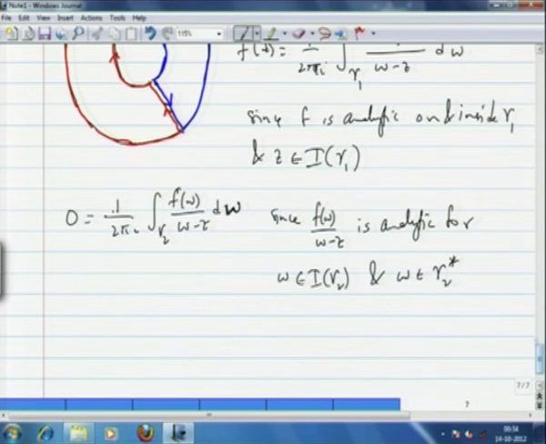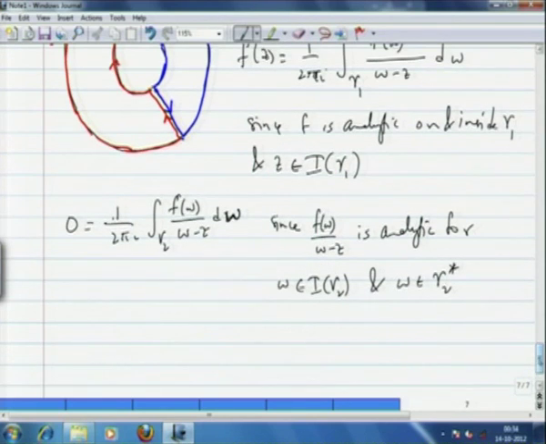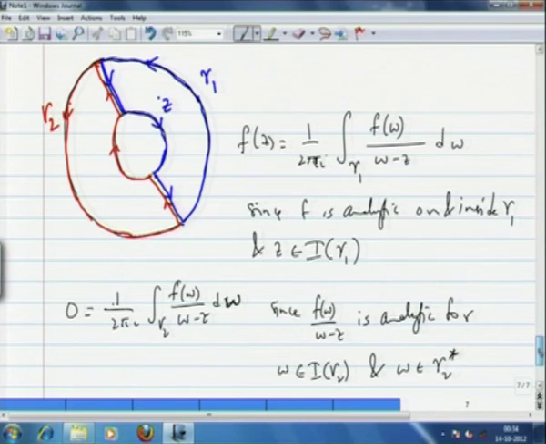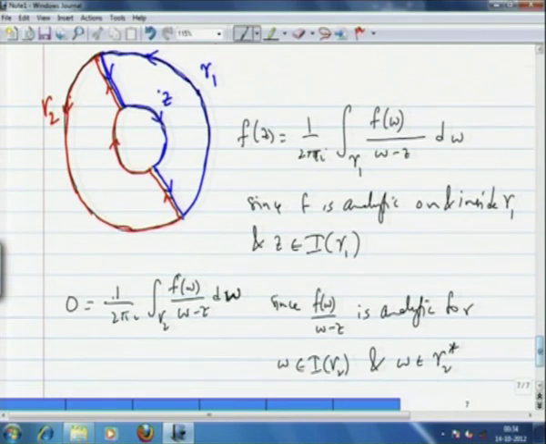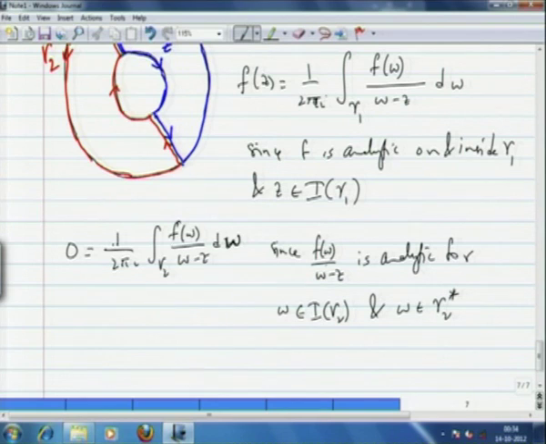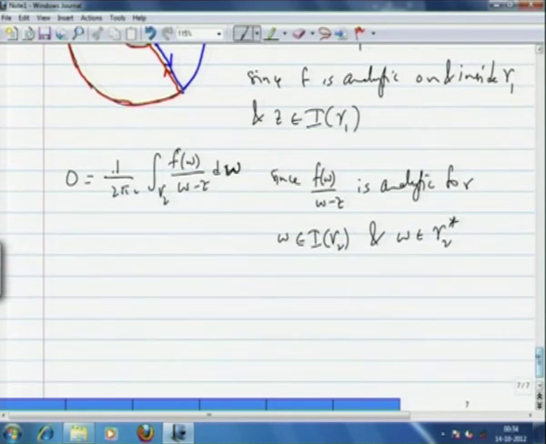I should say f of w by w minus z is analytic on and inside the contour gamma 2. But when I say f of w by w minus z, there are two variables, so I should exactly specify which variable I am talking about. I am saying that with respect to w, this function f of w by w minus z is analytic on and inside gamma 2. And so, this integration is equal to 0.